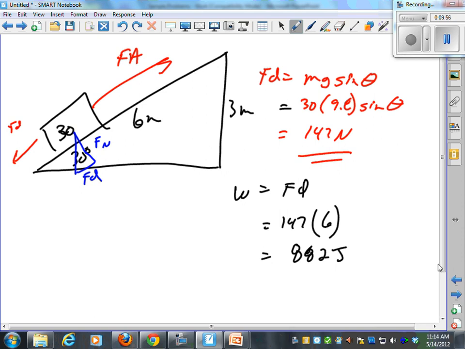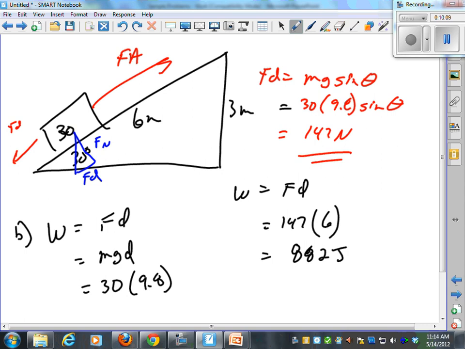Okay, so in part B here, the work done is Fd. In this case, it's against gravity, so our formula is mgd. 30 kilograms times 9.8 times the distance up, which is 3. Guess what you get? 147. Exactly the same. How come?